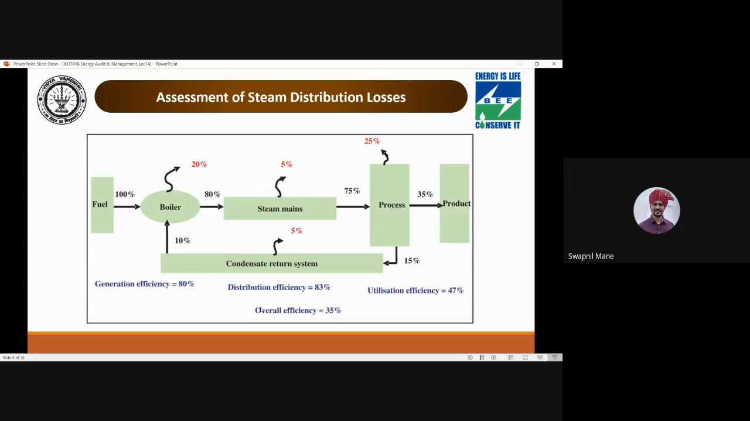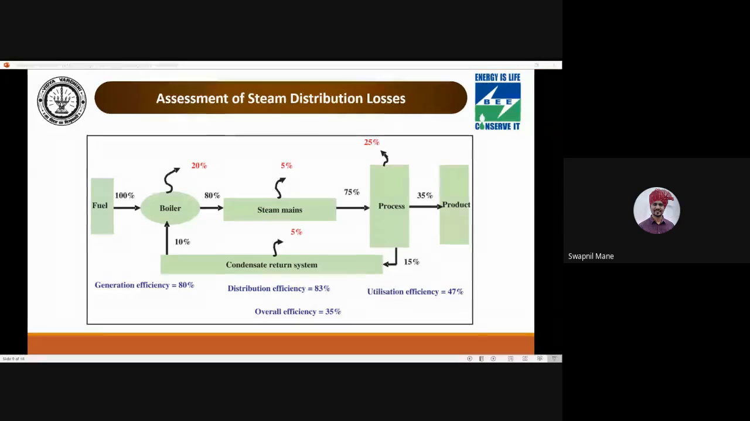Now let us look at the assessment of steam distribution losses. So from where the steam is generated and how the losses will take place. So this is the fuel. The fuel can be any fuel.